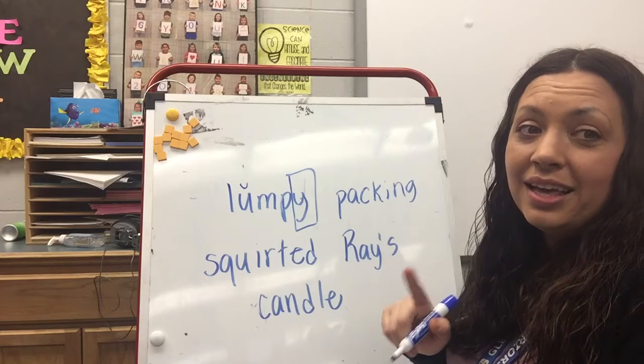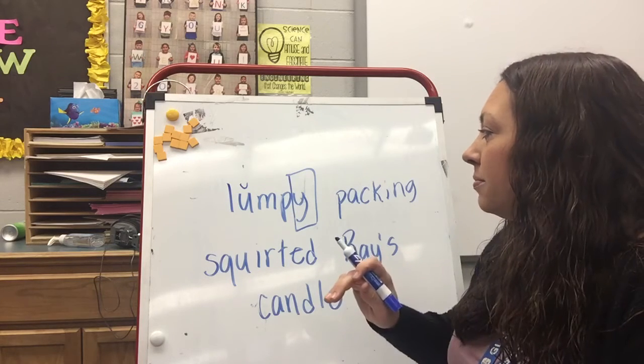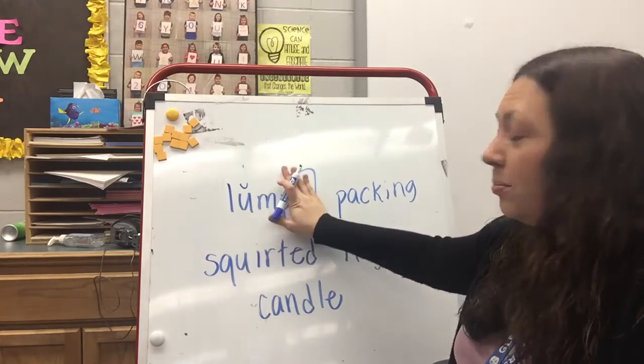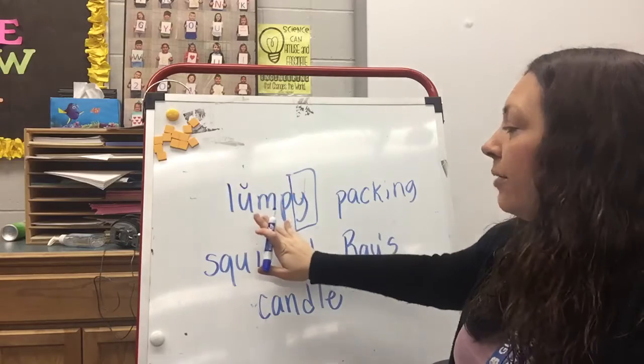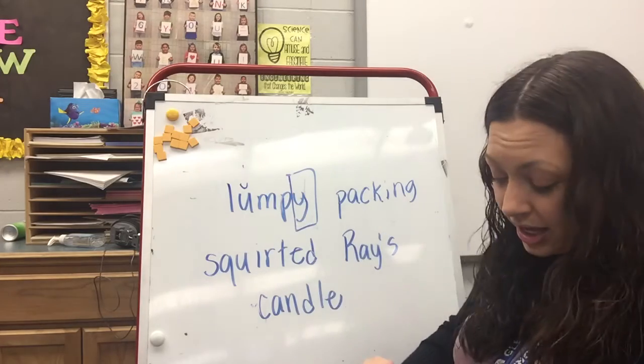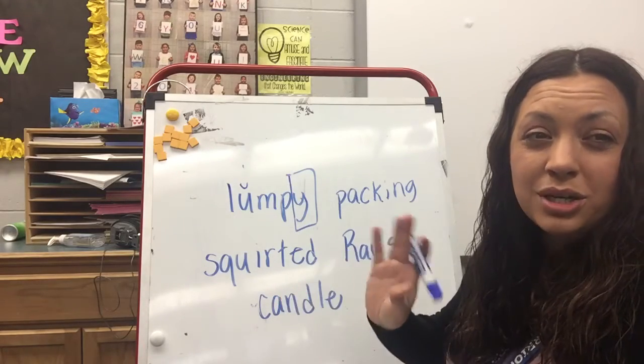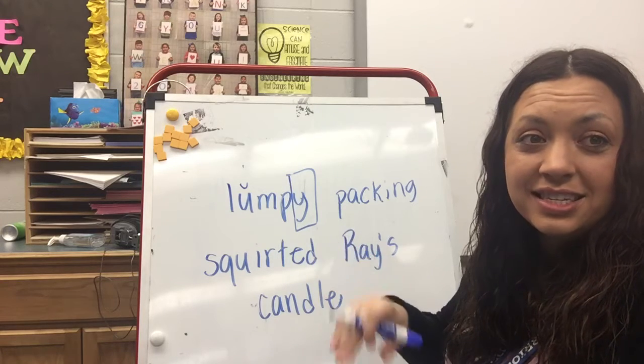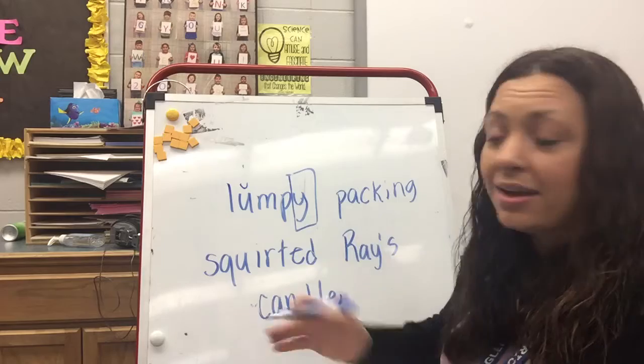Now, if I would have tried to break it apart, I would have done almost the same thing. So I would have ended up with lump as one syllable, and then I would have P that way. So it just depends on how you look at it, but we're going to treat it as a suffix since it's talking about how something is, because it's saying that something is lumpy, okay?